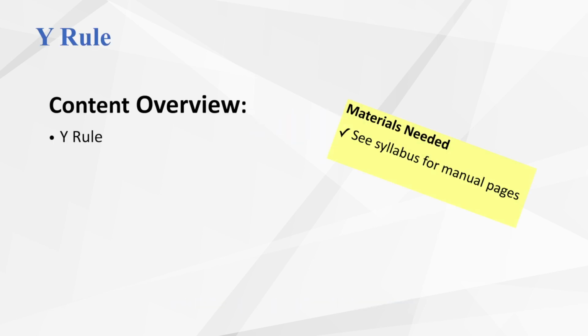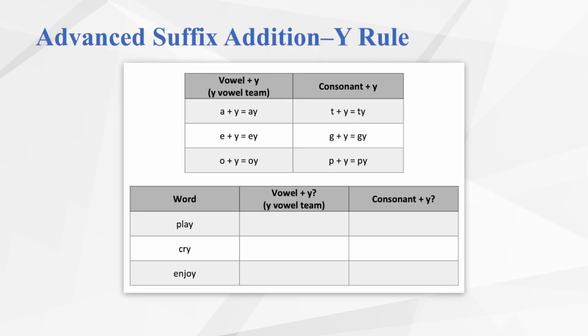Let's talk about our final suffix addition rule, the Y rule. Before we dive into the Y rule, I want to clarify some terminology I'll be using. When I say that a word ends with a vowel plus a Y, then the word ends with AY, EY, OY, or UY. When I say that a word ends in a consonant plus a Y, it might end with TY, GY, or PY.